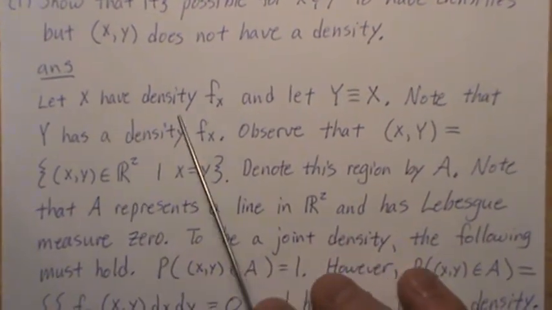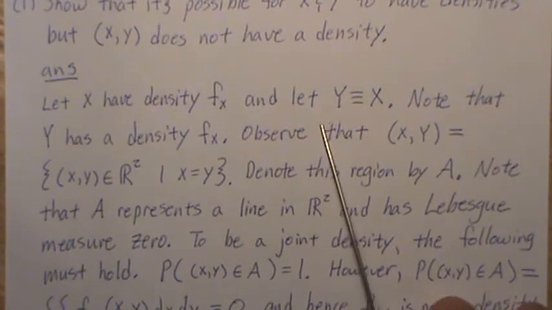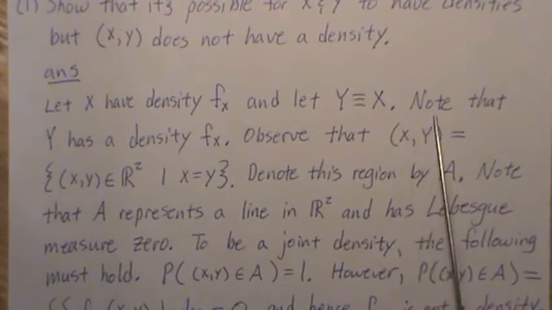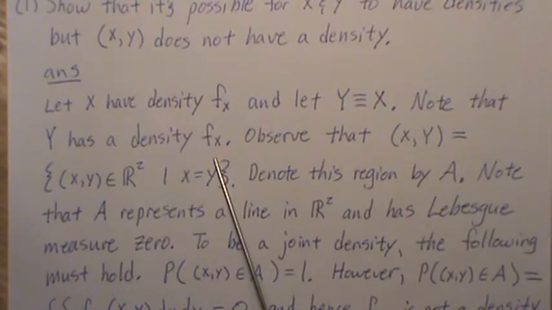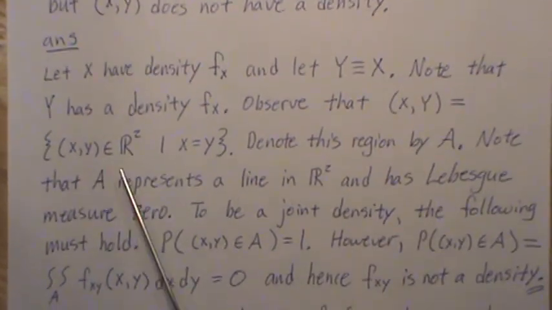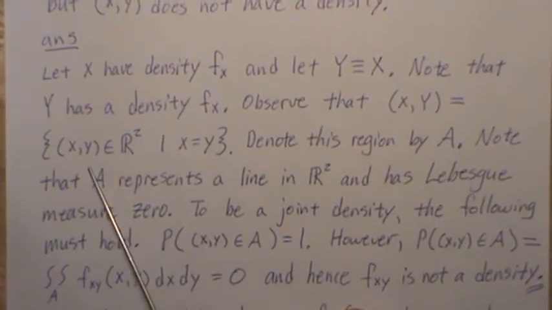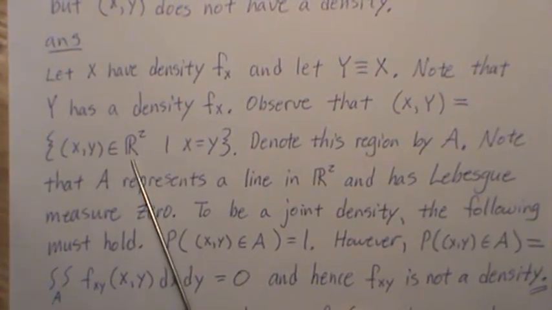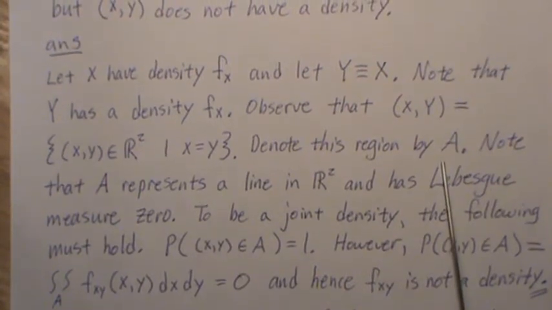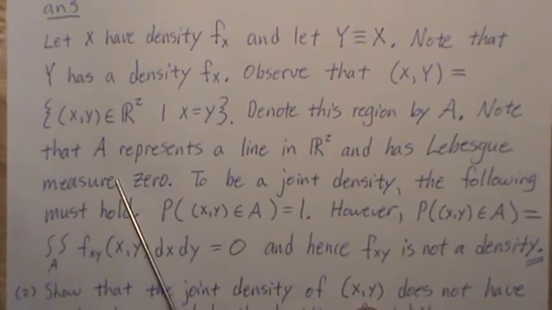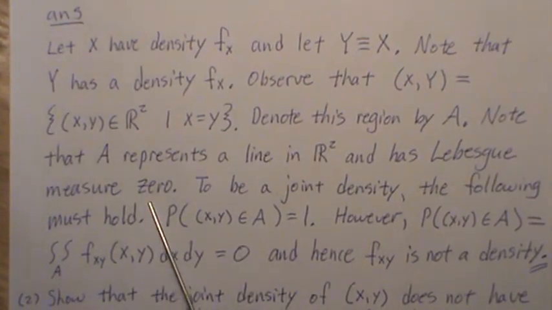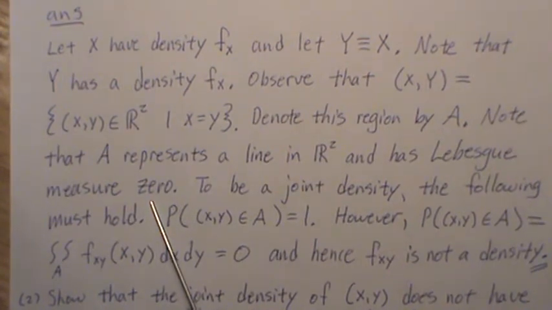So let's let X have a density f(x), and let the random variable Y equal the random variable X. So note that Y has the same density as X, which is f(x). Observe that the tuple (X, Y) is the set of all (x, y) in R² such that x is equal to y. Now let's denote this region by A, and note that A represents a line in 2-space and has Lebesgue measure 0. Right? There's no area on a line.